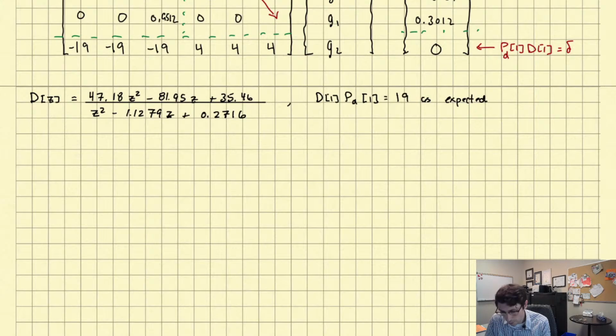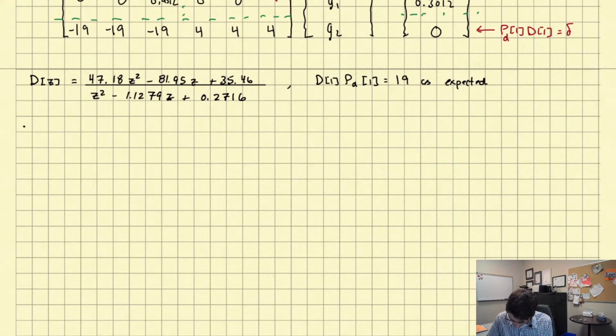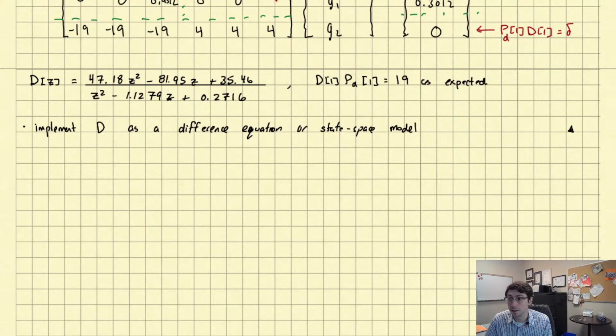Just hit it. Okay. And the nice thing about direct design is that because we did the discretization at the front, there's nothing to do at this point in terms of implementation. I do not need to pick a discretization method anymore. Now I just implement D as either a difference equation or a state space model. And we've done our design.